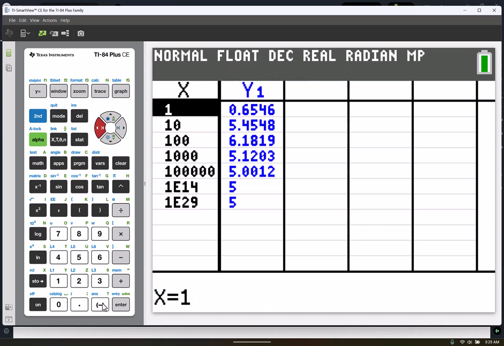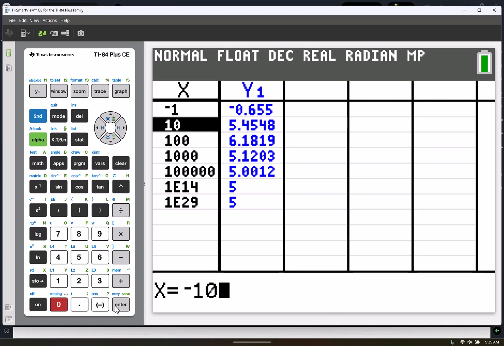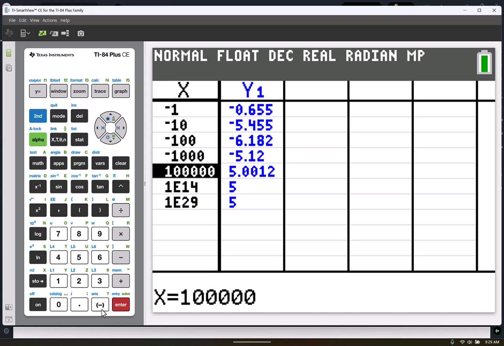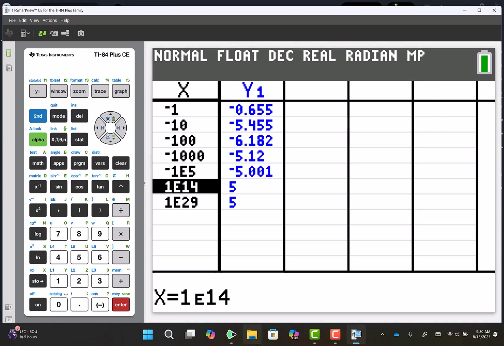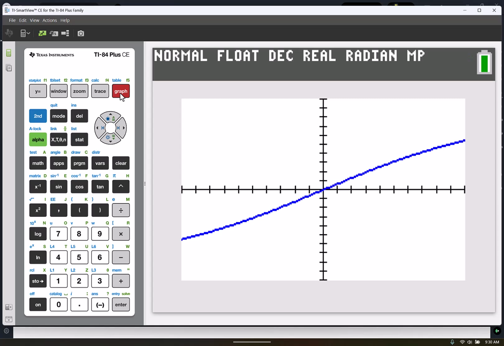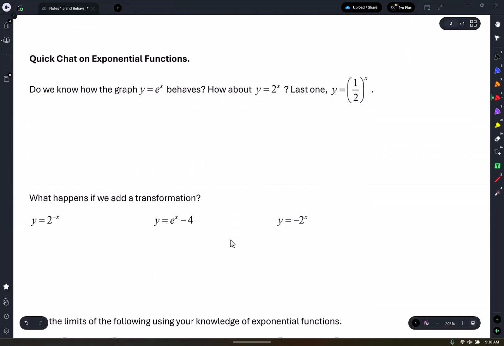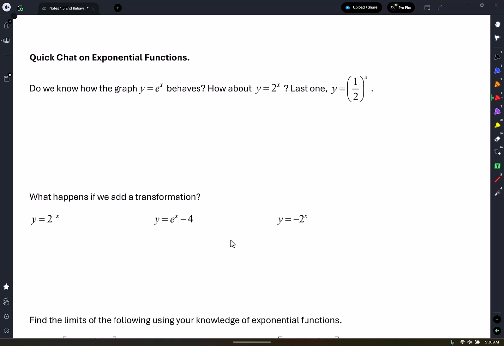So here we go. Negative 1. Bam. Look at that. It's a negative output. Negative 10. Bam. Negative 100. Bam. Negative 1,000. Bam. Do you guys see what's going on? Look, it's approaching negative 5. Cool, right? You could also look at a graph, but let's see how this graph looks. See? Horizontal asymptotes at 5 and negative 5. How do we feel, guys? Okay. Now let's talk about this.